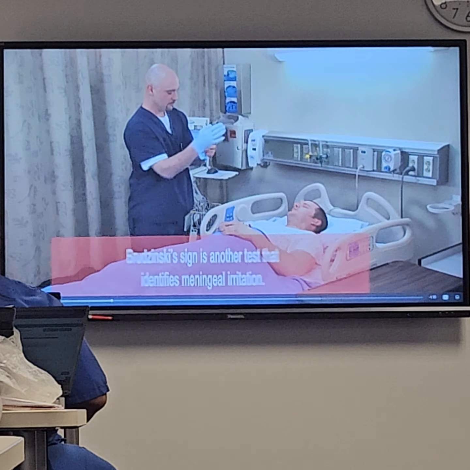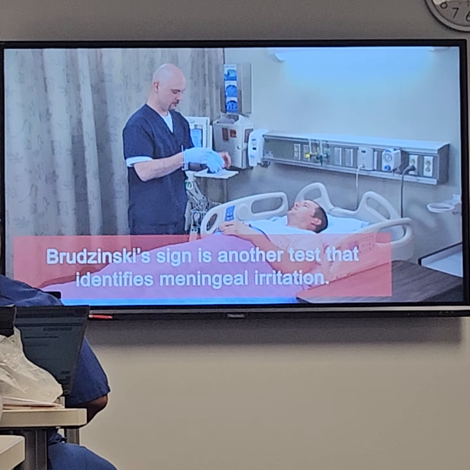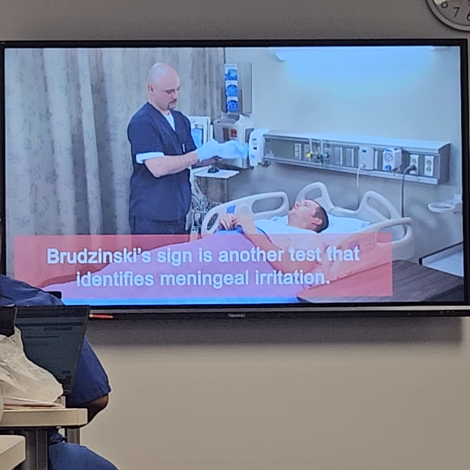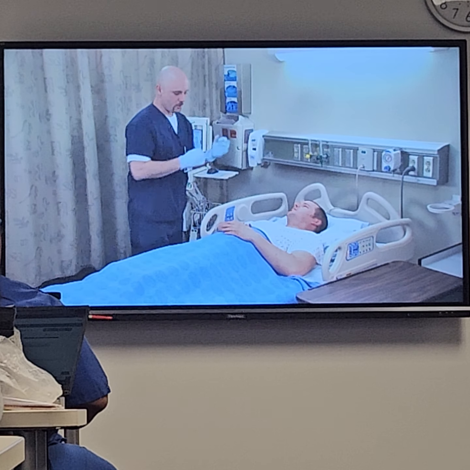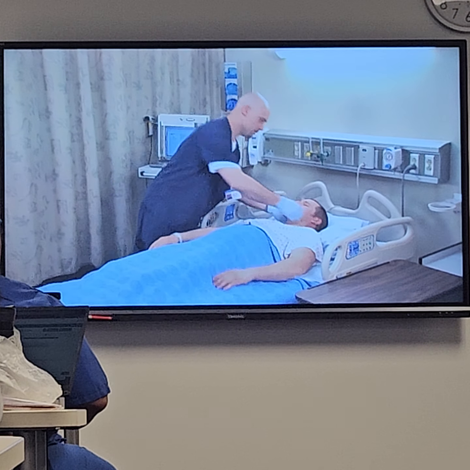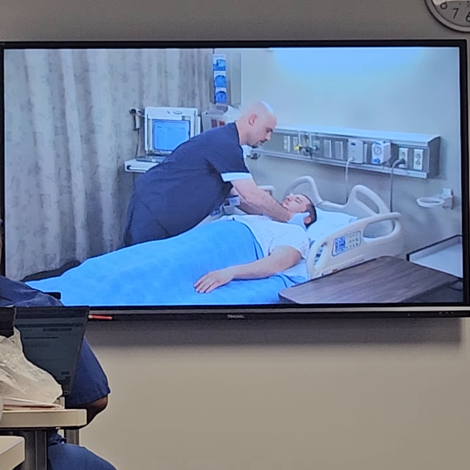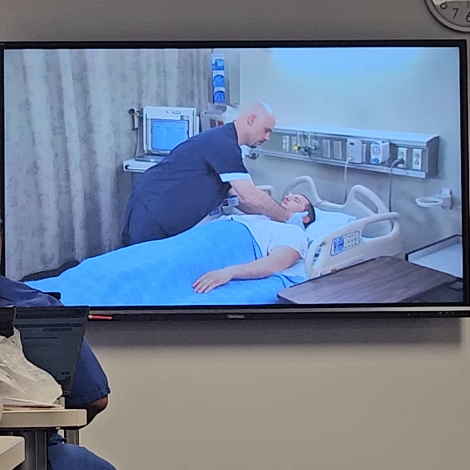Brudzinski's sign is another test that identifies meningeal irritation. With the client supine, place your hands behind his neck and flex his head towards his chest. All right. See? They come up. Yeah, that does hurt. This movement should not cause any pain or elicit reflexive motions. However, with meningeal irritation, the client will feel pain and stiffness in his neck, and his hips and knees will flex. This is a positive Brudzinski.